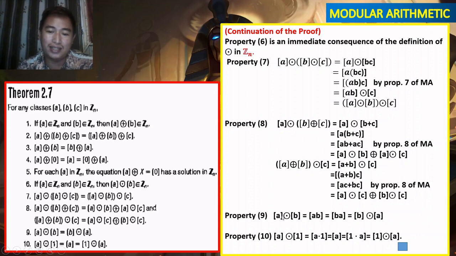Property number 9. A times B: AB is equal to BA, formed with the dot product. And then property number 10, A times 1 equals A, and that is equal to 1 times A, also with the equivalence class. Okay, well, then we are done with property number 10. So, next.